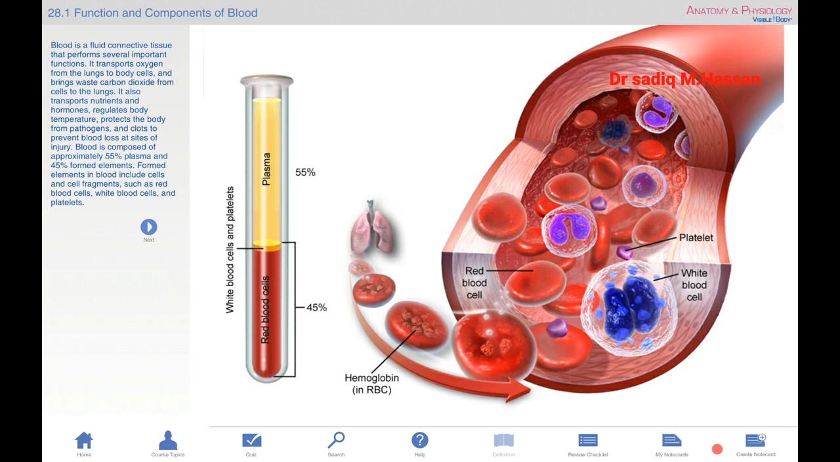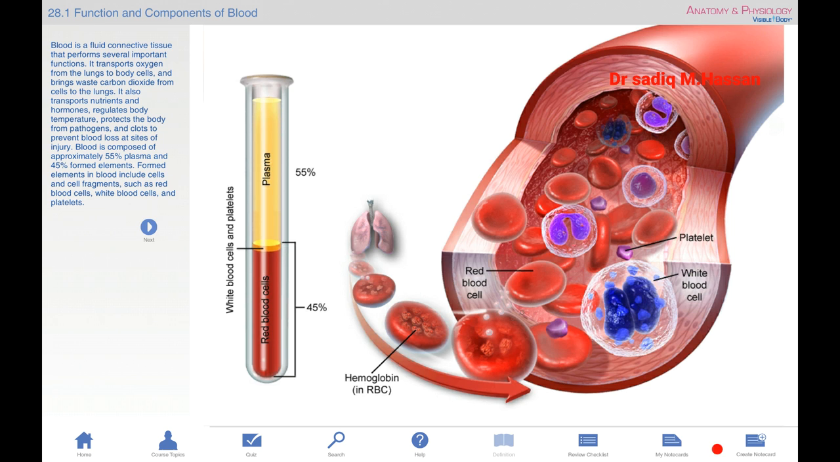The average person has about 5 liters of blood. That's number one. Number two, blood viscosity and specific gravity are greater than those of water. Number three, the blood pH ranges from 7.35 up to 7.45, which is neutral, not acidic. If it is more than 7.45, that is alkalosis, and if it is less than 7.35, this is acidosis. The average blood temperature is about 38.